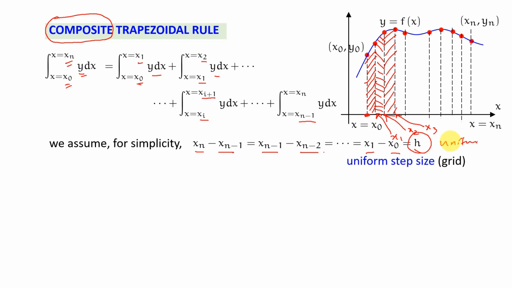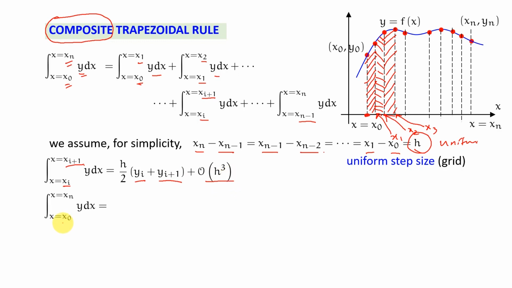and with this uniform grid size, let us say that I am going between xi and xi+1 and I am taking this y dx. Numerically this will be equal to h by 2 multiplied by (yi + yi+1) and I have an error of the order of h to the power 3.